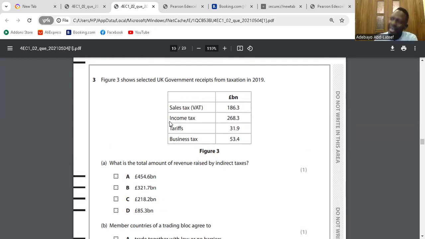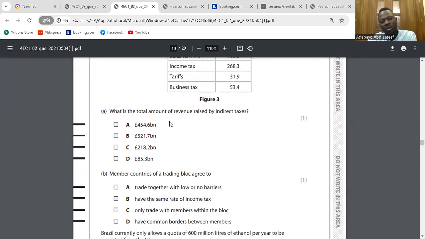Income tax is a direct tax. Business tax, which is the same as corporate tax, is taxes on profit. So they are both direct. Do you get that? Yes. So it is 186.3 plus 31.9, which is 218.2 billion. Clear? So the answer is C.